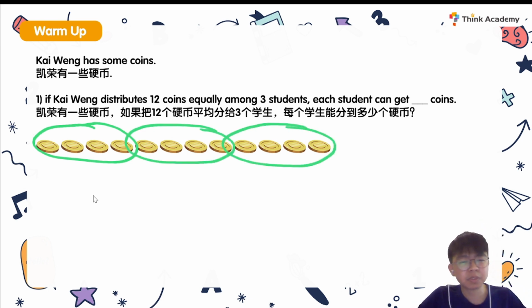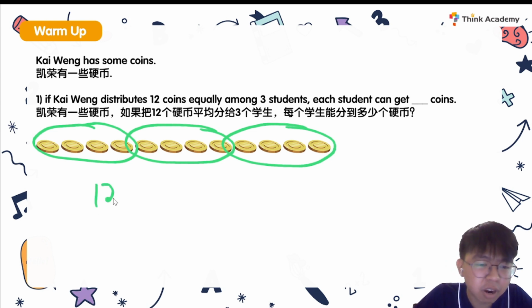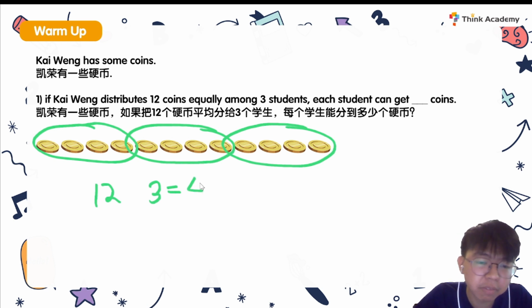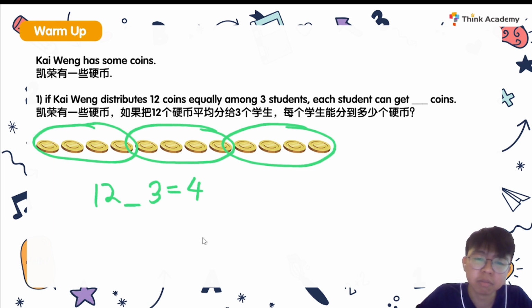Also, we know there are a total of 12 coins here, right? And there are 3 of you. And we know that just now we did the division, right? We divided them equally among the 3 of you. And if each of you gets 4 coins, so what do we use here? Multiply or division? Yes, division. So we can simply use 12 divided by 3 and we get 4 coins for each student here.